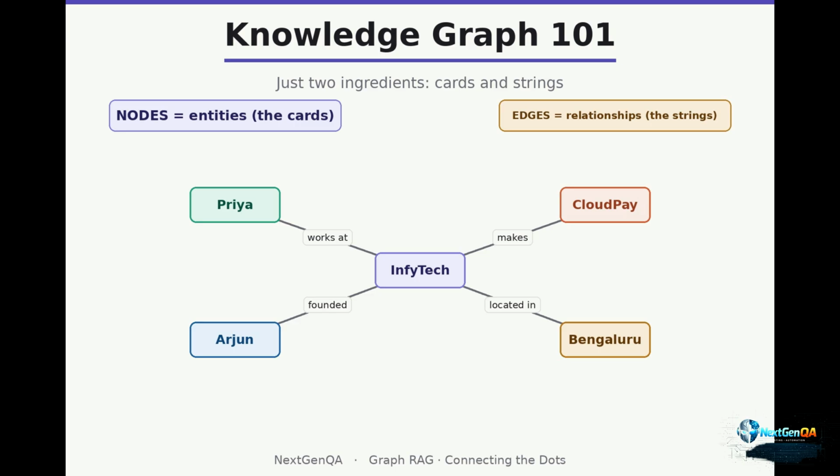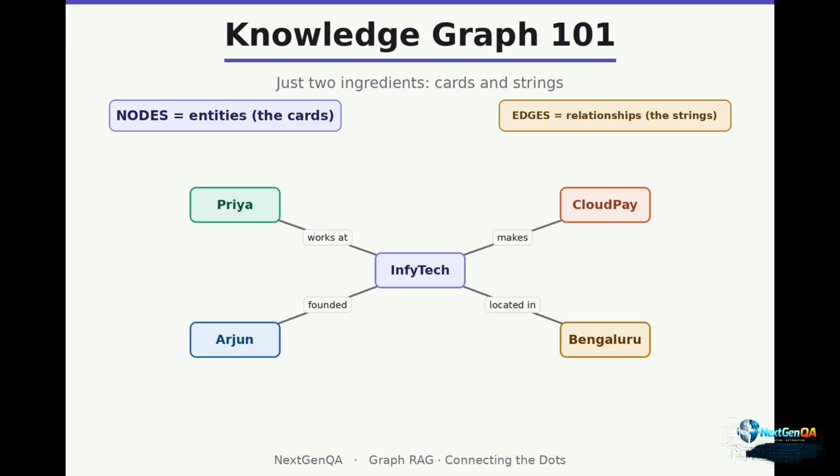Look at what we can now answer that basic RAG couldn't. Which city is the founder of CloudPay's company based in? Follow the strings. CloudPay is made by Infitech. Infitech was founded by Arjun. Infitech is located in Bengaluru. Answer: Bengaluru. We just connected the dots hop by hop by walking the graph. Nodes and edges, cards and strings, that is the entire structure.